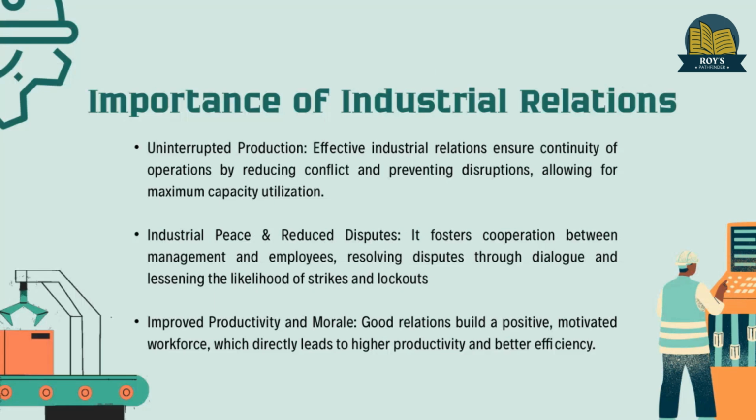When we talk about uninterrupted production, what we're really emphasizing is how effective industrial relations play a crucial role in ensuring that operations run smoothly without frequent disruptions. When management and employees work well together, conflicts are minimized, which means the production process can continue seamlessly. This allows the company to utilize its full capacity, producing the maximum amount possible without unnecessary stoppages.